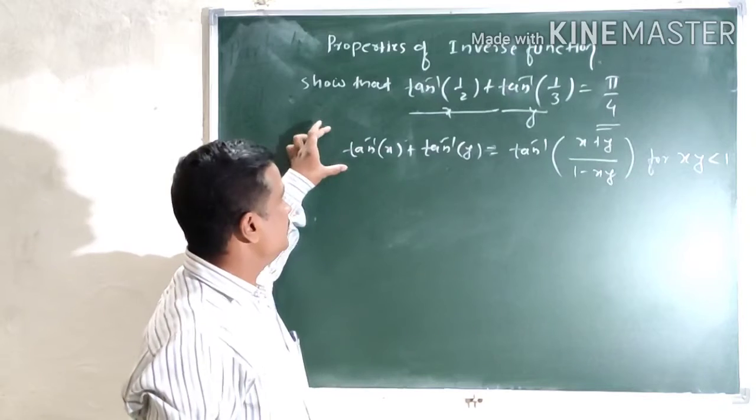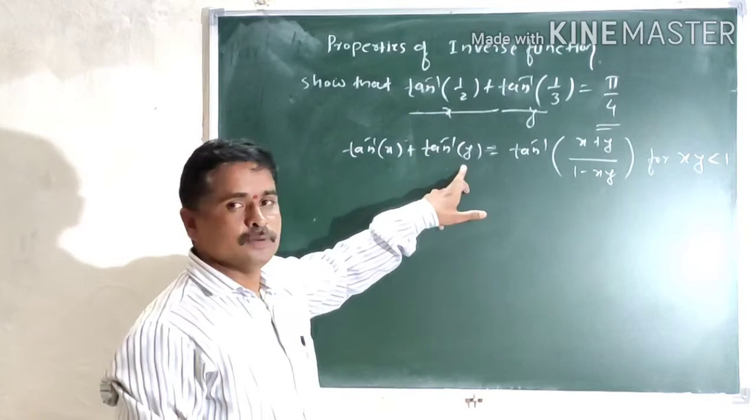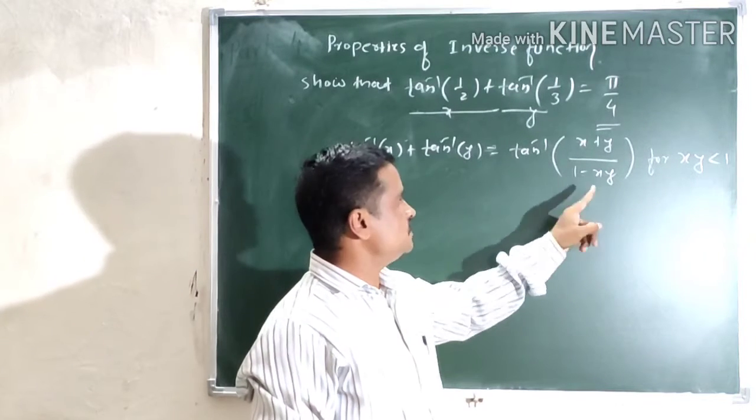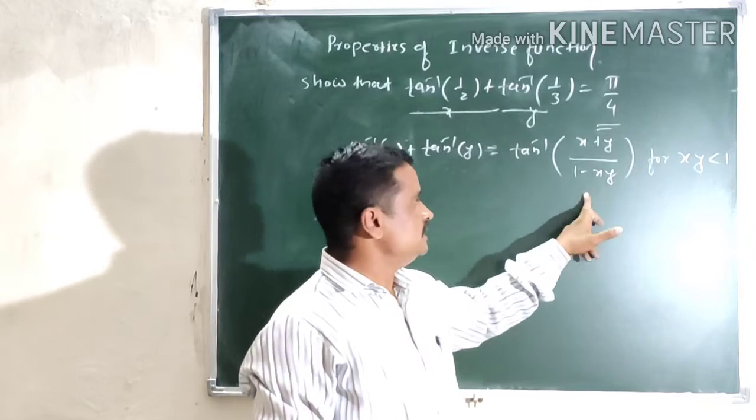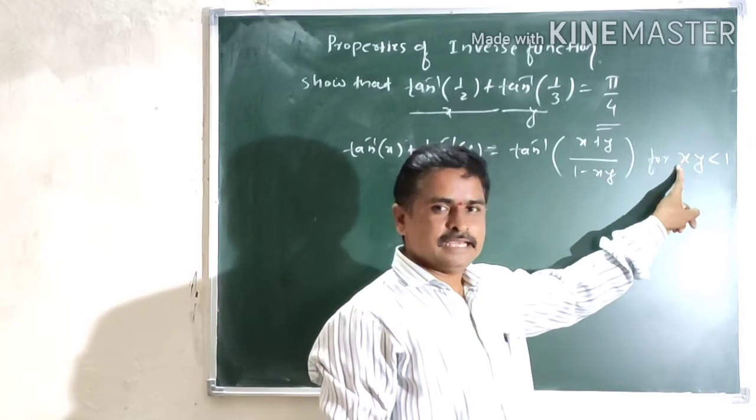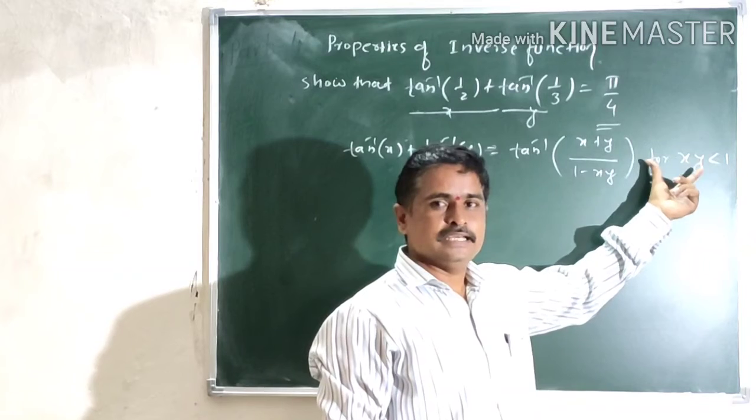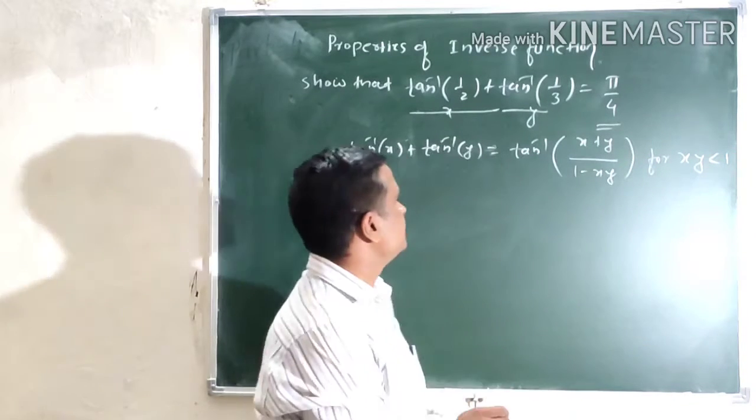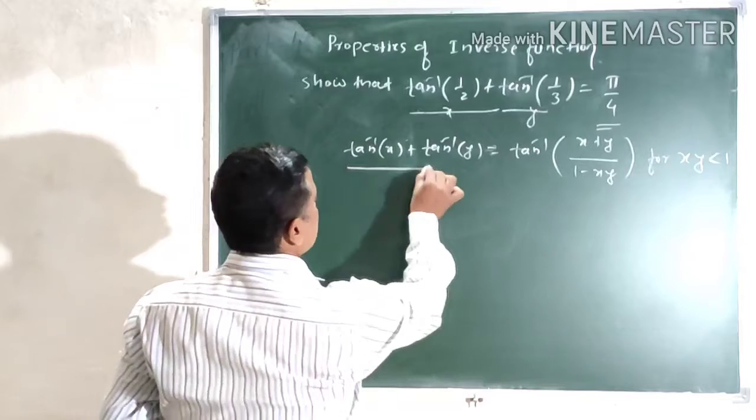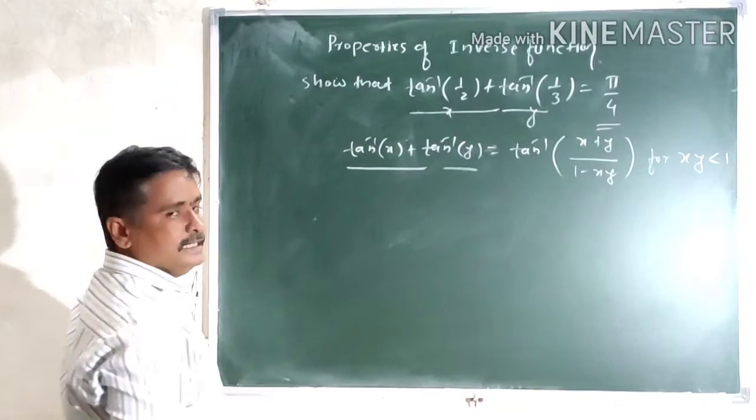This is the property: tan inverse of x plus tan inverse of y equals tan inverse of (x plus y) divided by (1 minus x into y), and the restriction is that the product of x and y, where x and y are real numbers, is strictly less than 1. So apply this formula to the LHS.